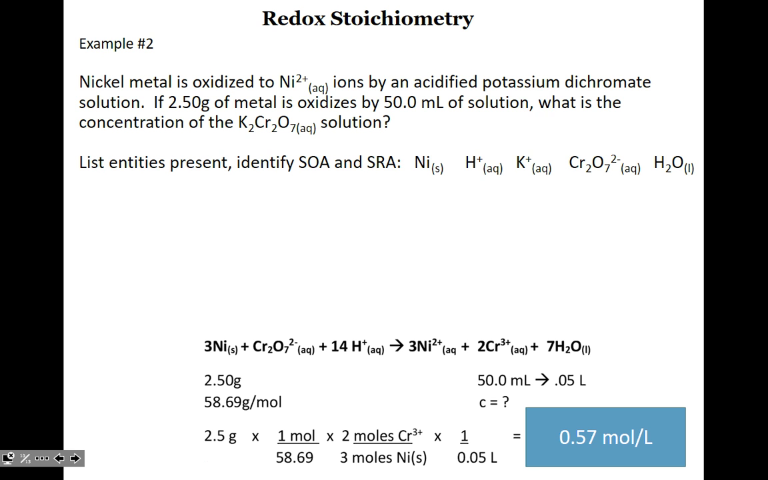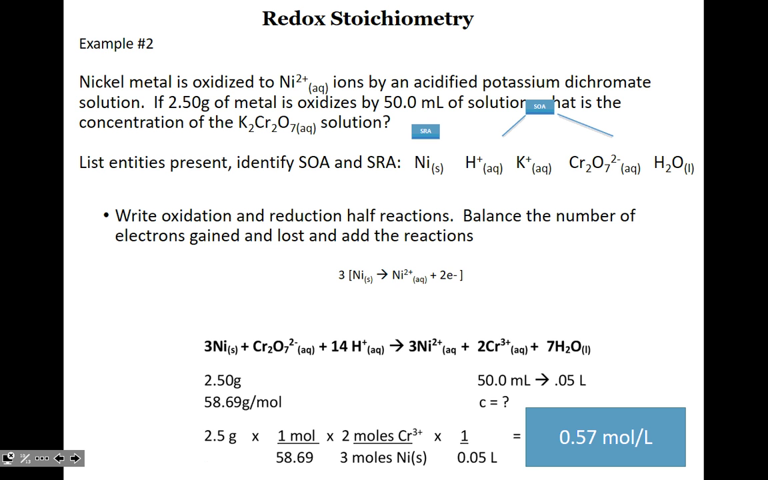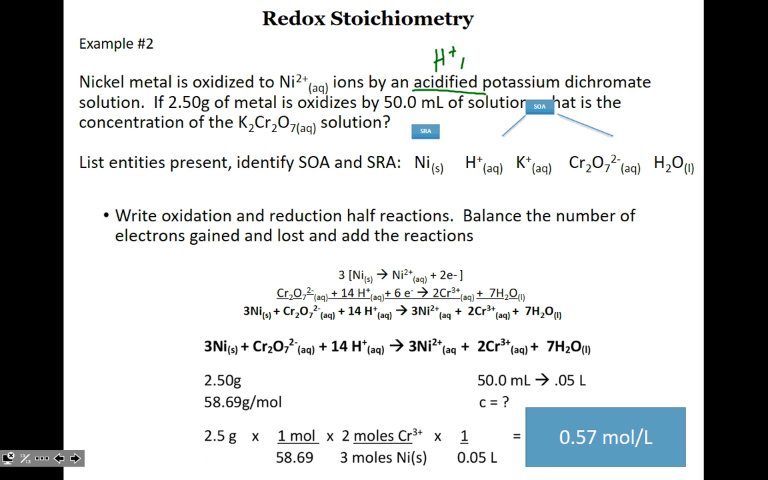Here's example number 2. Just going to go over this. So nickel metal is oxidized to nickel 2 plus ions by an acidified potassium dichromate. Remember, acidified means you have to have H plus, and H2O is always going to be a thing. If 2.5 grams of metal is oxidized by 50 milliliters of solution, what is the concentration of the potassium dichromate solution? Let's list our entities and find our SOA and our SRA.